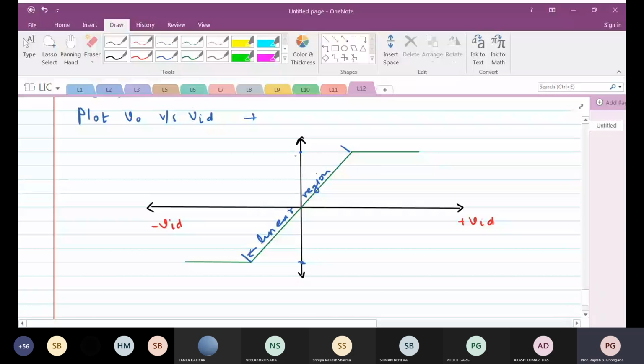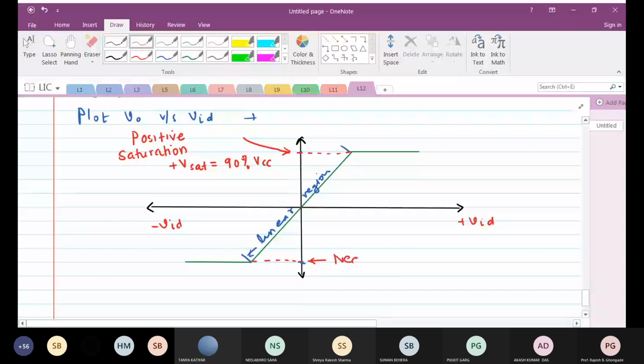Now this is important. This will be a level. This will also be a level. And this level is called positive saturation. Generally, this value is Vsat. It is called plus Vsat, which is nearly 90% of VCC. Similarly, this level is called negative saturation, technically the negative saturation voltage, minus Vsat, which is equal to 90% of VEE. Remember, VEE is negative.